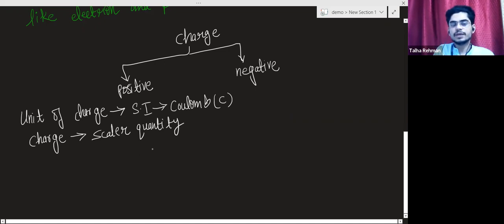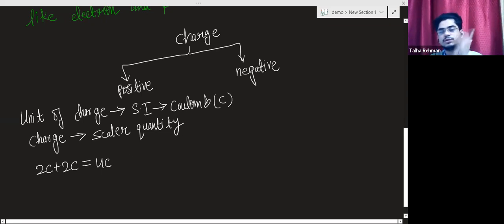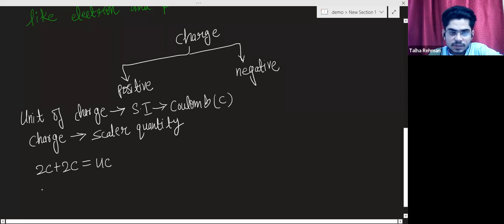Scalar quantity means we can add the charges. Like 2 coulomb of charge and 2 coulomb of charge will become 4 coulomb. So we do not need directions for charge, we can simply add it. Like minus 2 coulomb charge and minus 6 coulomb charge will become minus 8 coulomb of charge.